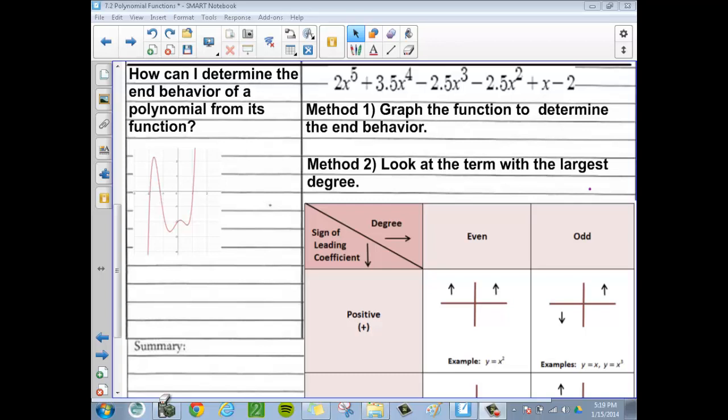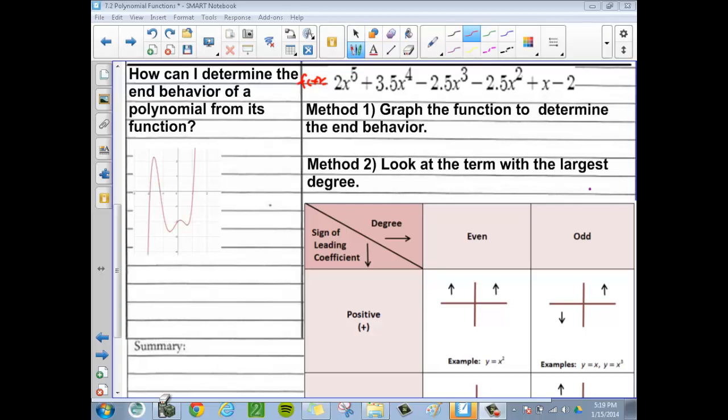Okay, the next question we want to figure out is how can I determine the end behavior of a polynomial from its function? So let's say we're given a function right here, f of x is equal to 2x to the fifth plus 3.5x to the fourth minus 2.5x to the third minus 2.5x squared plus x minus 2. And we want to figure out the end behavior of that function.